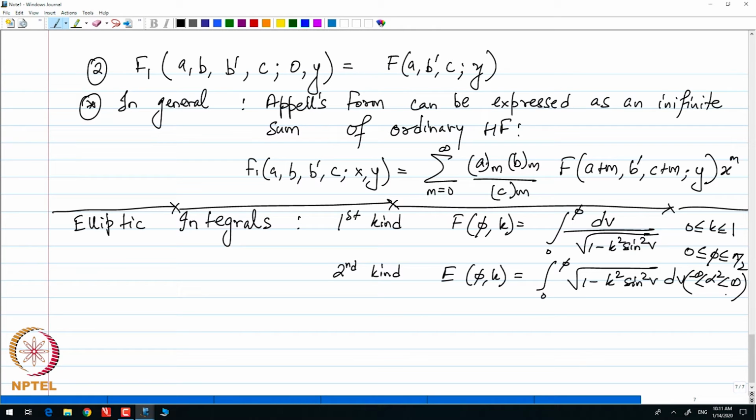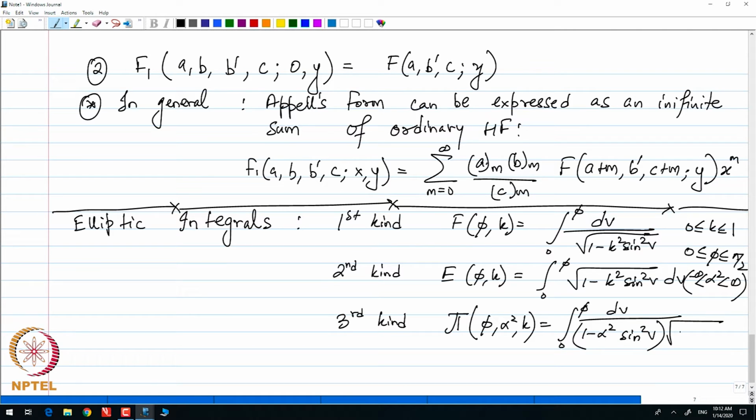And then my elliptic integral of the third kind is Pi of phi comma alpha square comma k. This is the integral from 0 to phi of dv divided by 1 minus alpha square sin square v times the square root of 1 minus k square sin square v.